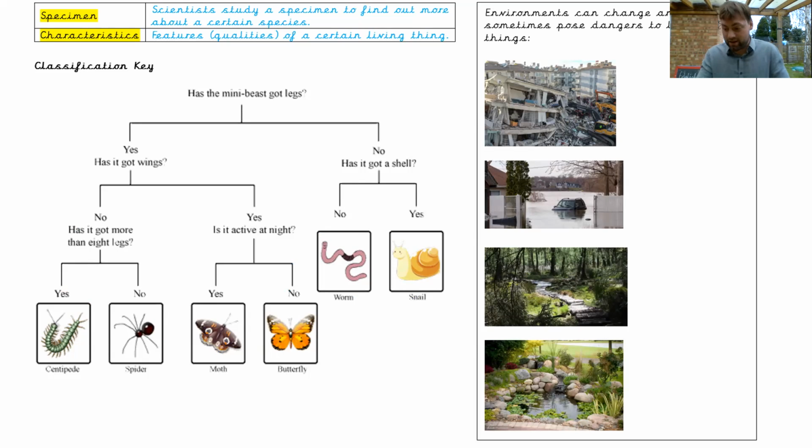and right, here's my chart. So I could pick an animal. Okay, let's just pretend I picked one up. It's here in my hand. Has the mini beast got legs? Yes, my mini beast has legs.